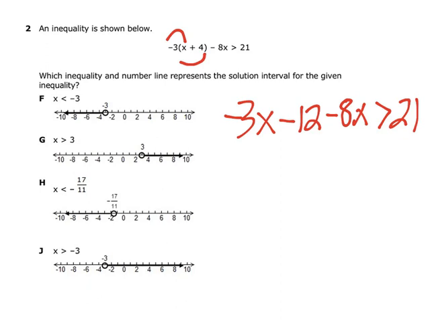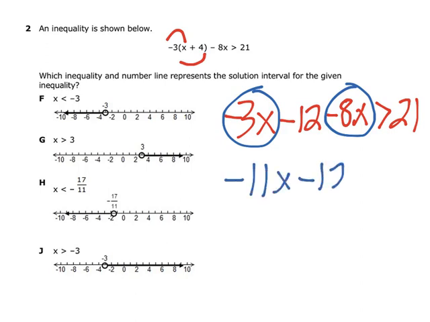Well, already you can see that you have like terms here. In other words, they're both a multiplier in front of the same variable, so they are called like terms and on the same side of the equation. So we can combine those. Minus 3x minus 8x is minus 11x. Minus 12 is greater than 21. Okay, now let's get the numbers to the right side, so we add 12 to both sides.